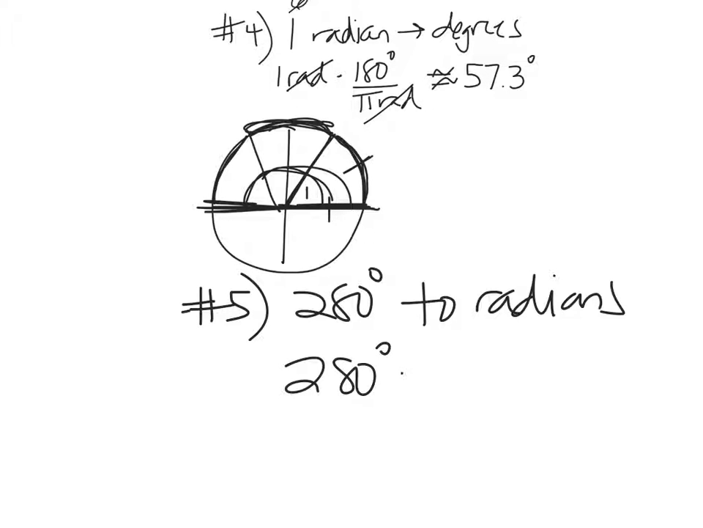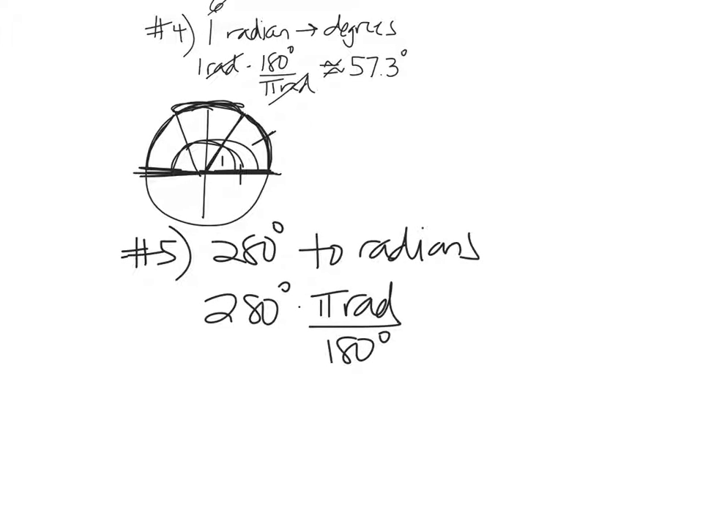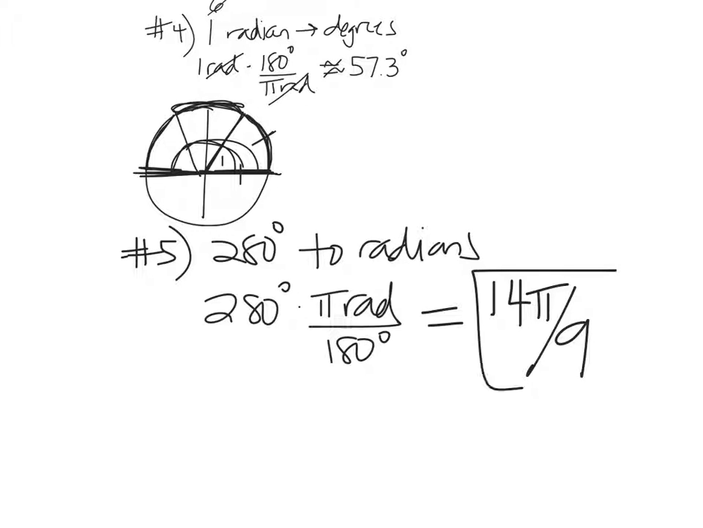All right, so we're going to multiply this by pi radians over 180. You don't have to write radians, but you can if you want to. And I want this to be in fraction form with pi in your answer. So you'd go 280 divided by 180 on your calculator, hit math fraction, and the answer would be 14 pi over 9. You don't have to say radians. We just assume that it is, okay?